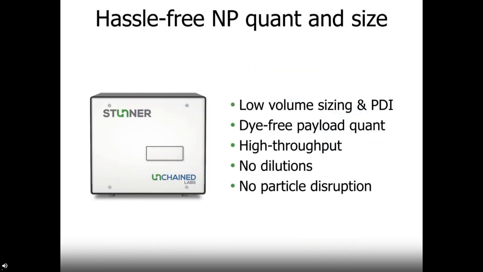Stunner tackles these two questions simultaneously. With our nanoparticle application, Stunner delivers low-volume, high-throughput DLS without the need for dilutions to get the size and PDI data you need. On the same 2 microliter sample, Stunner quantifies your total payload concentration, whether it's RNA, DNA, protein, or another API, without the need for any reagents, standard, or fluorescent dyes. All this is done in a 96-well plate-based format that powers high-throughput analysis of nanoparticle samples, fresh out of mixing.